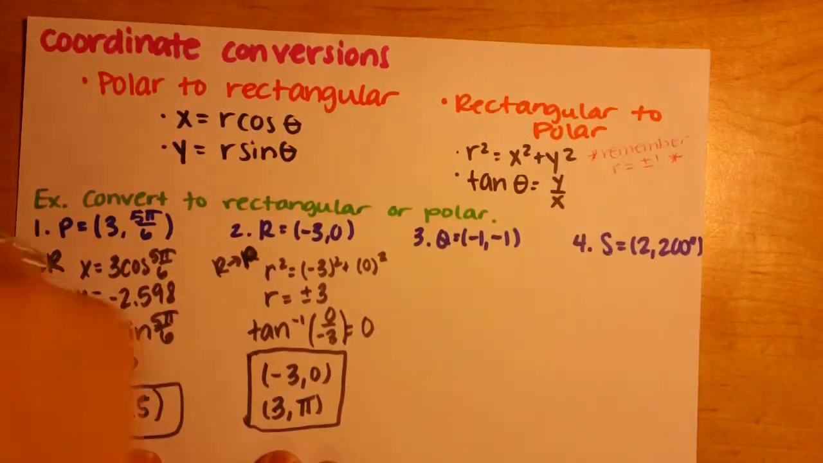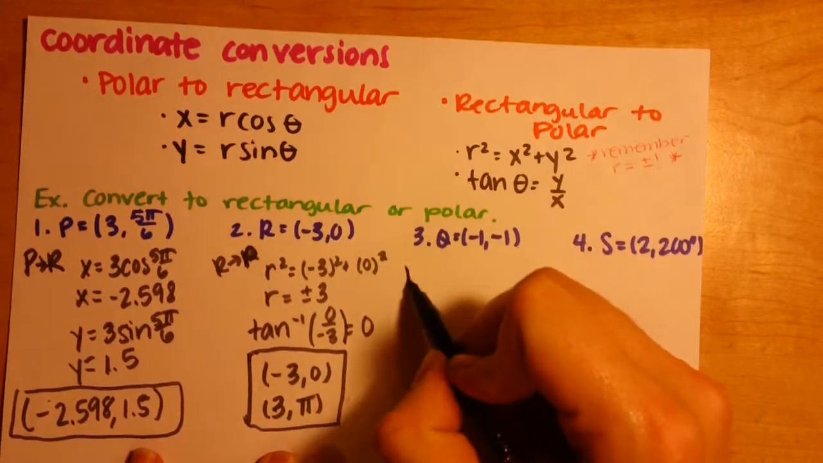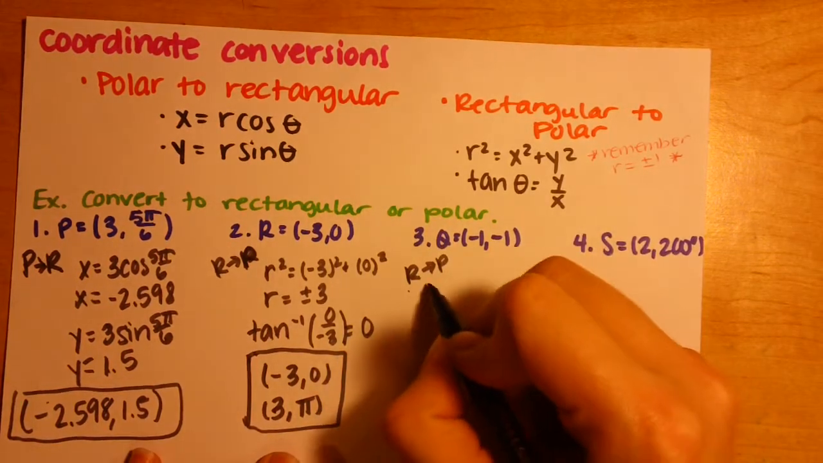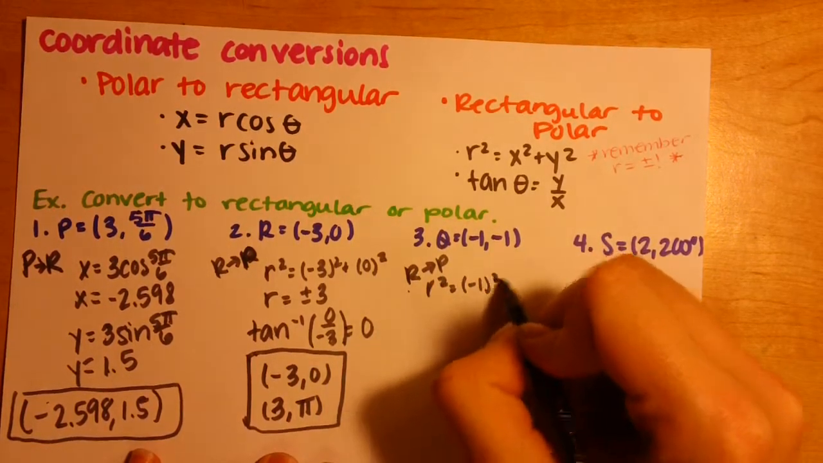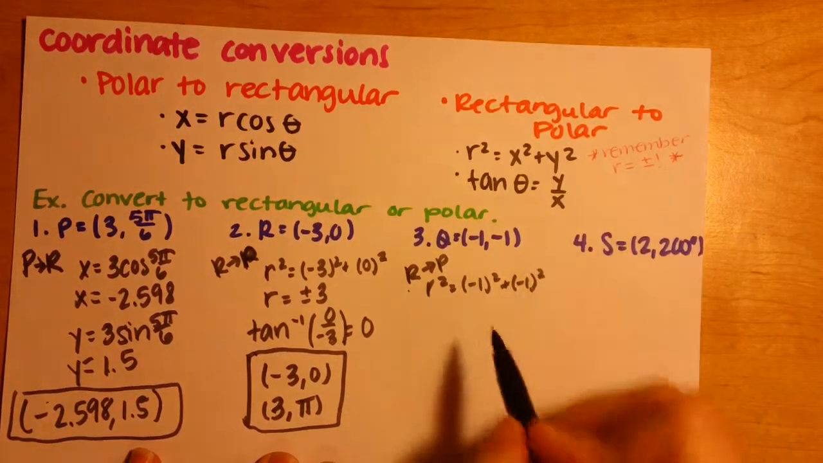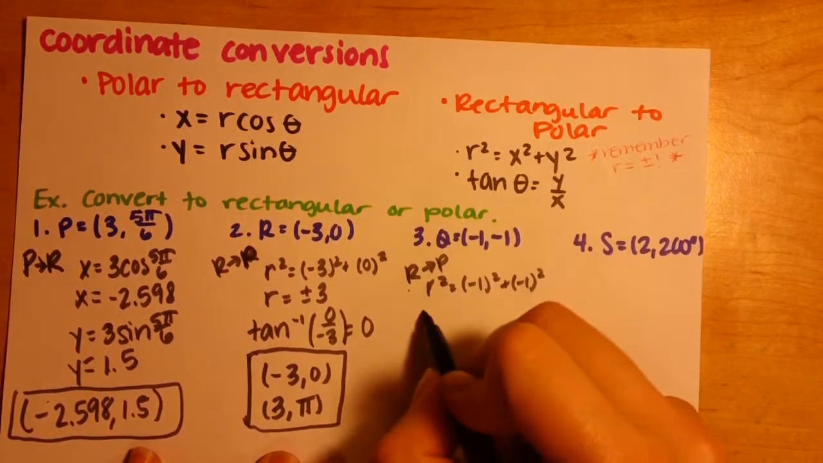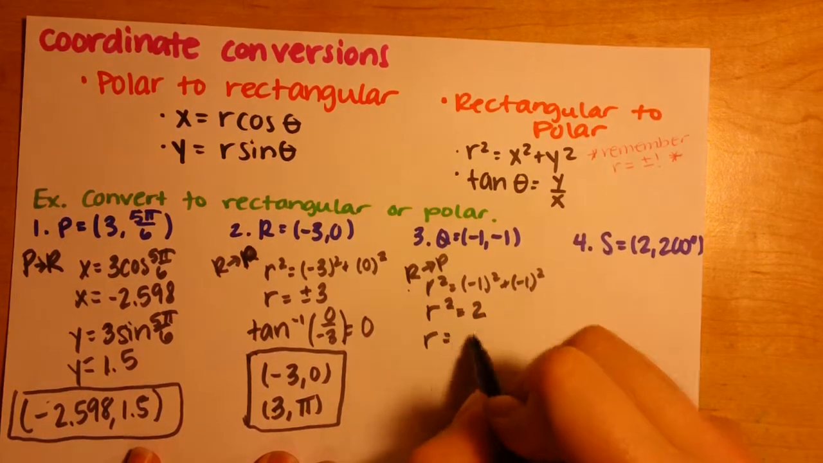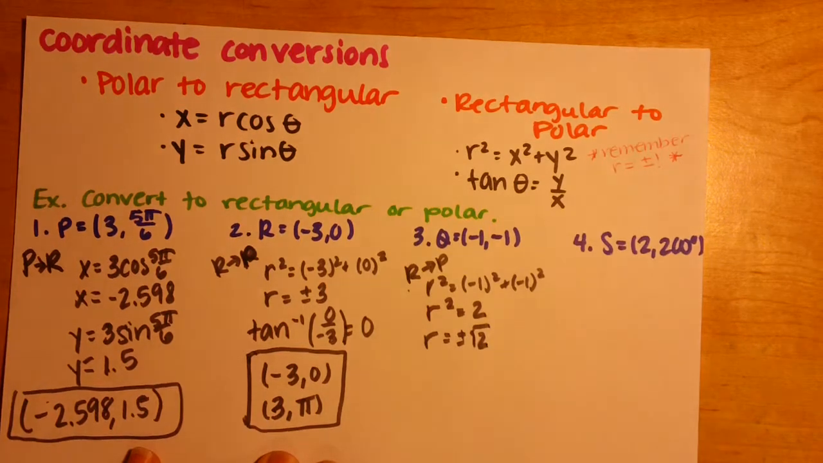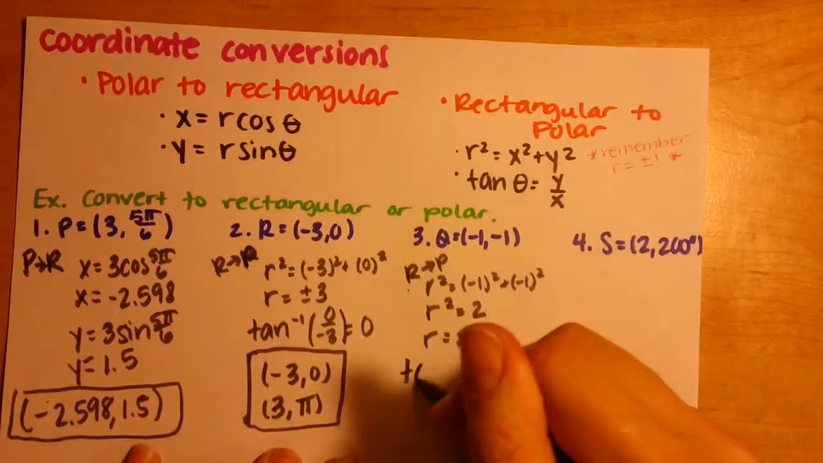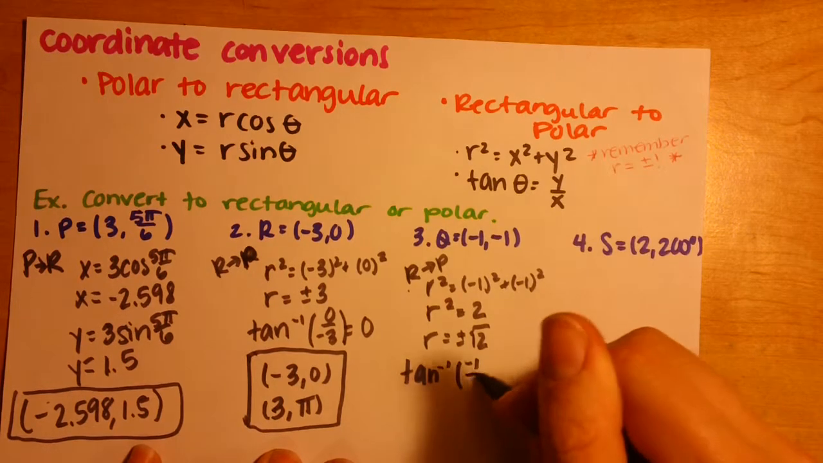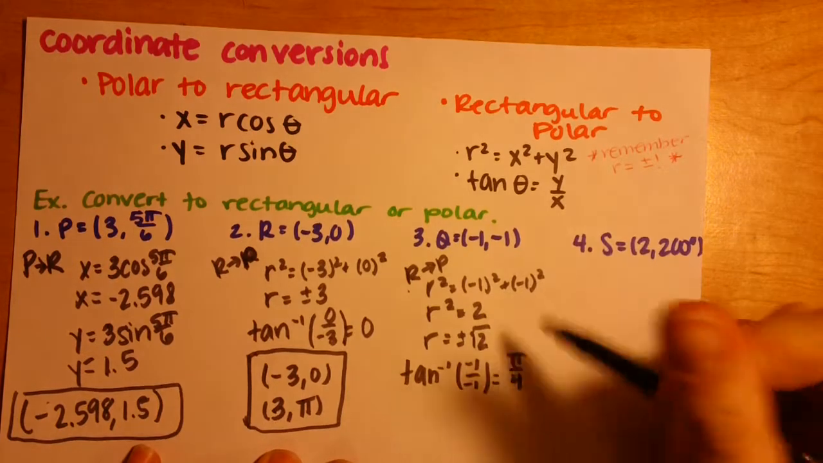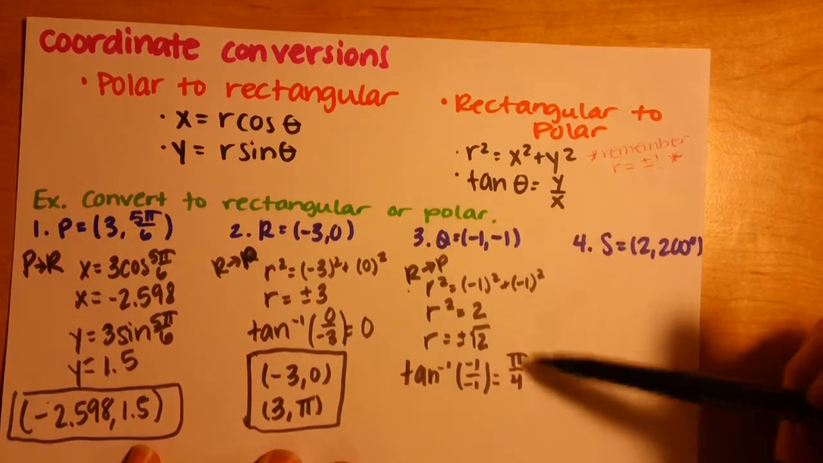Alright, let's look at another example. So this one again is going to be rectangular to polar. So we'll have our r squared equals negative 1 squared plus negative 1 squared. We took our x squared and our y squared. So we have our r squared equals 2. So r equals plus or minus the square root of 2. Now we need to find our angle. So the tangent inverse of negative 1 over negative 1 equals pi over 4, because tangent is equal to 1 at pi over 4.